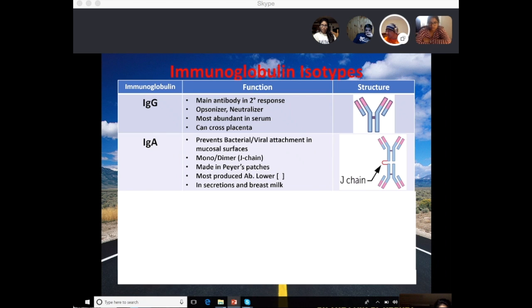Any questions on IgA? Okay, cool. What pathology is associated with this immunoglobulin specifically? Giardia? IgA is in the name of the pathology. Oh.